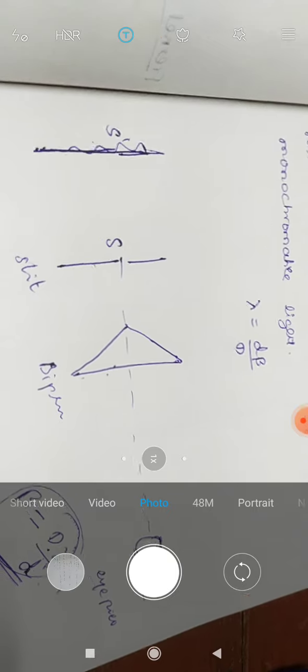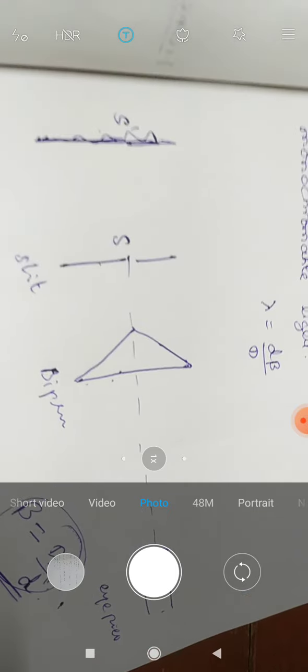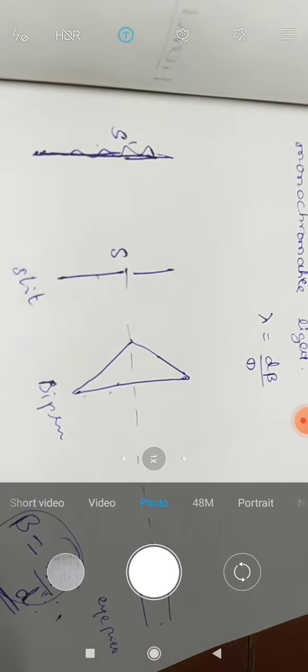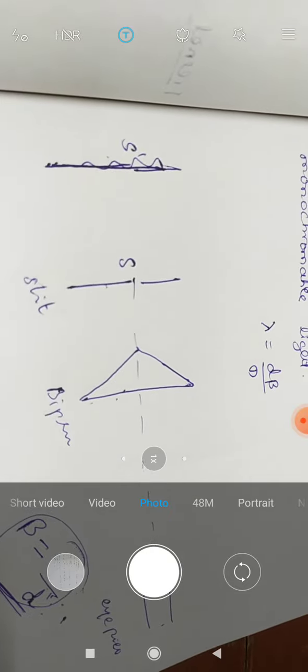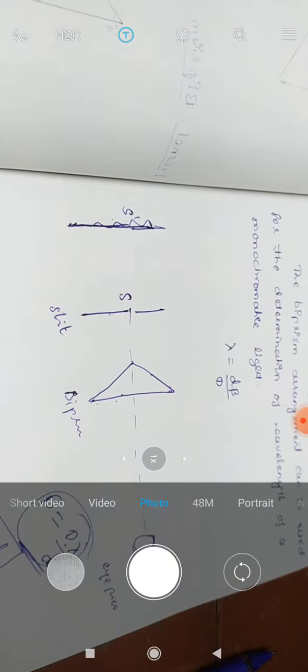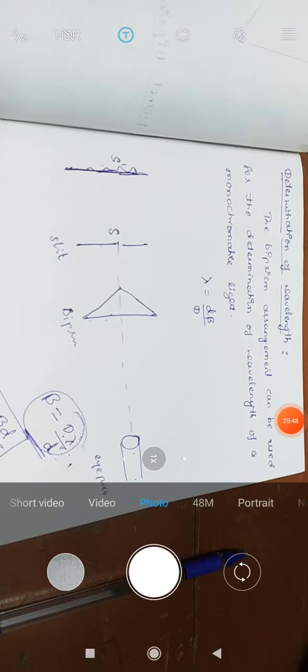So students, today we discussed lateral fringe shift, Lloyd's mirror and the biprism experiment. If you have any doubt, just ask me.